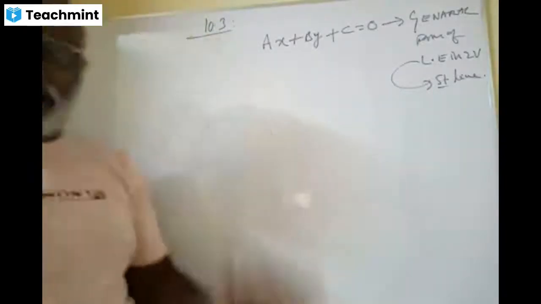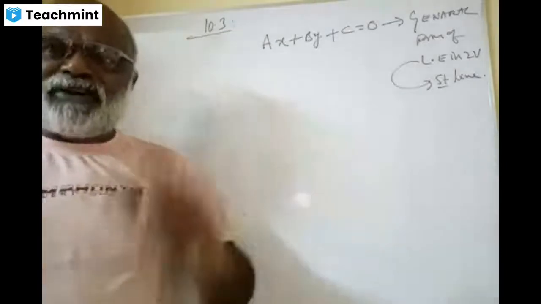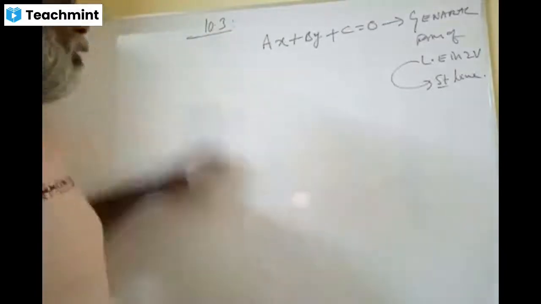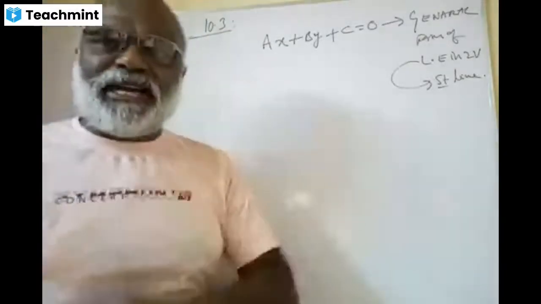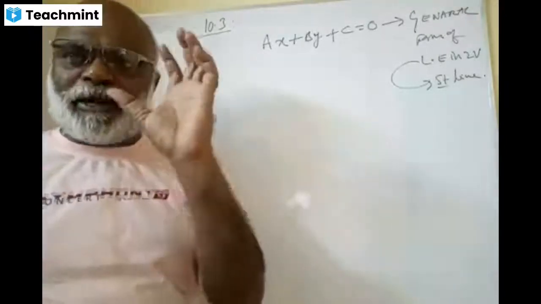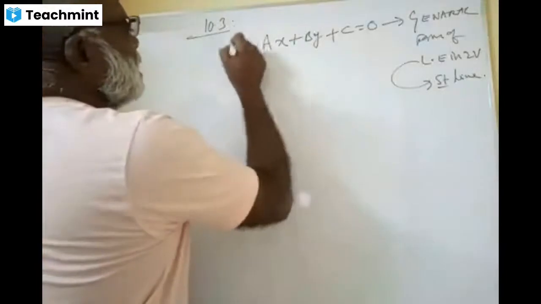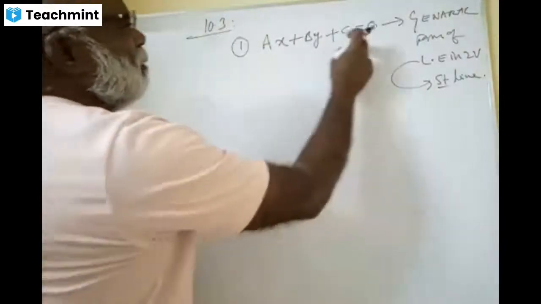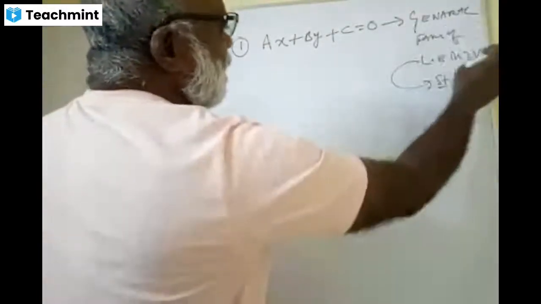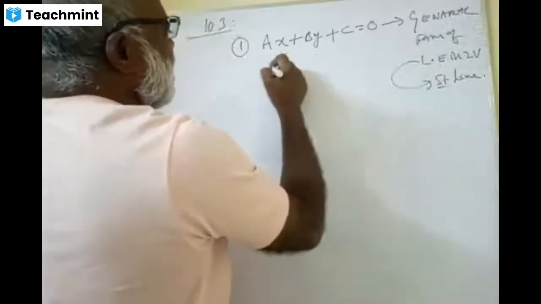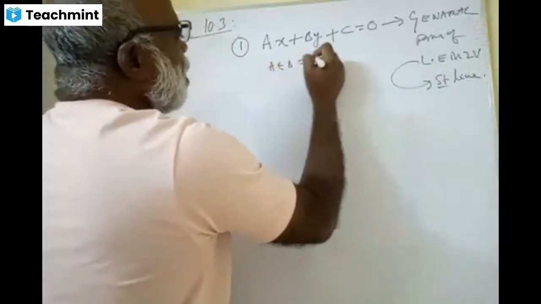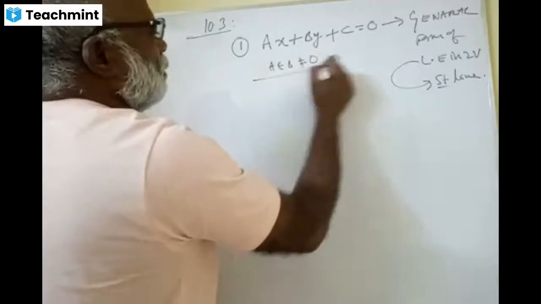So we are going to start the 10.3 exercise. Before we start 10.3, I need to give some foundation for it. What are the concepts involved in 10.3? Number one, we have learned in the 10th standard that ax plus by plus c equal to 0 is the general form of a linear equation in two variables, where a and b are not equal to 0. Yes or no?